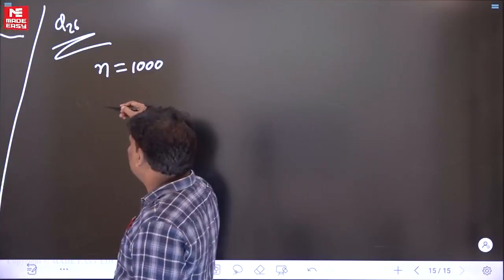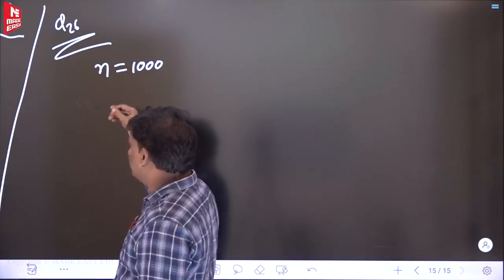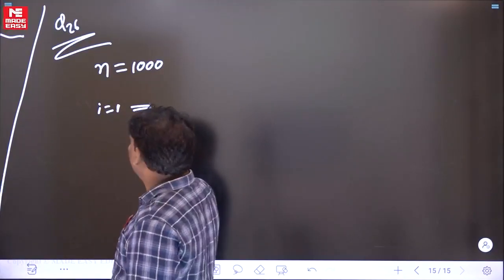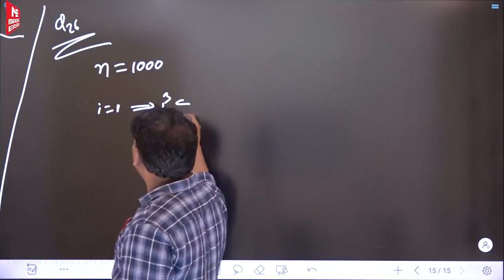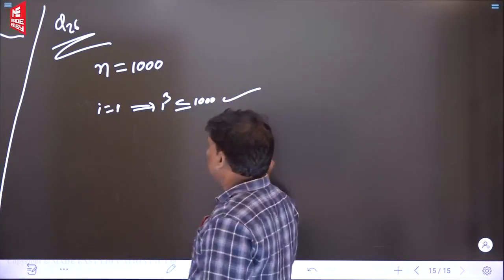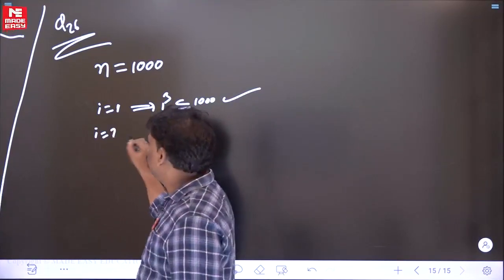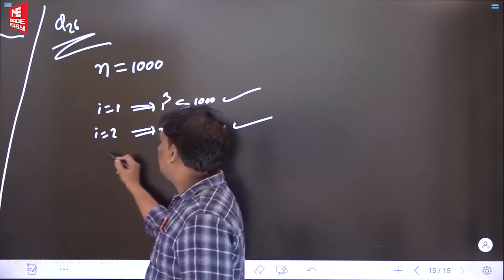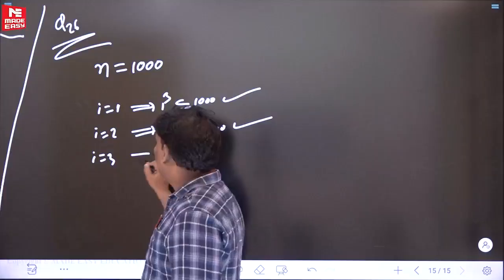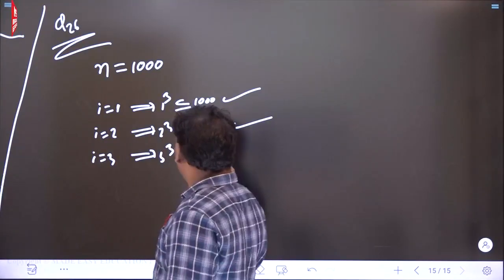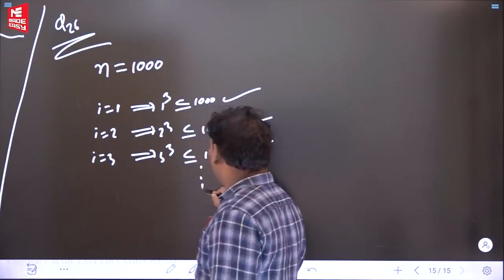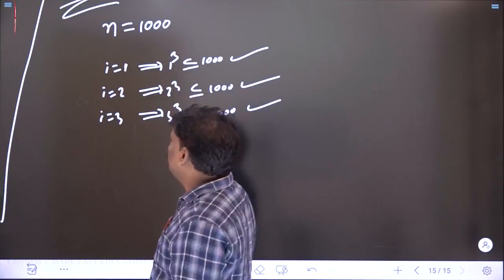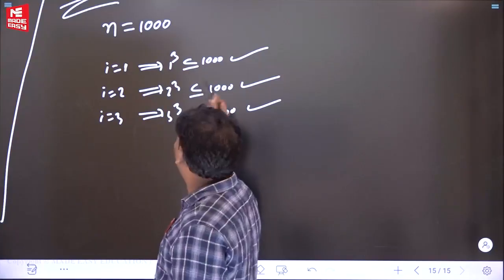Some people are asking how. Very simple: take one for loop and continue the I. I is equal to 1, check 1 cube is less than or equal to 1000. Yes. Next, I is equal to 2, 2 cube is less than or equal to 1000, that is also true. Next, I is equal to 3, 3 cube is less than or equal to 1000, yes. Continue like this, it is a way of writing the program. Just take one for loop, and for each I value do this.